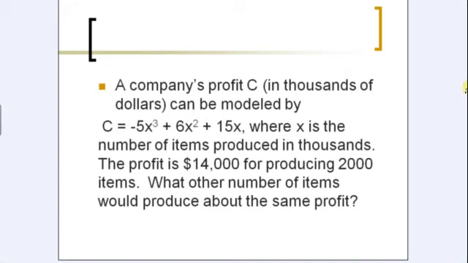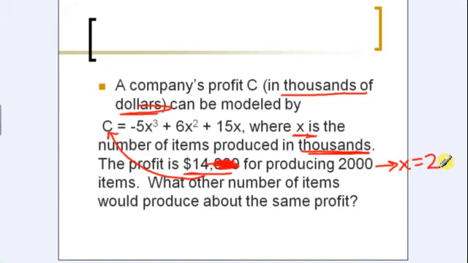Well, as I look at this problem, I want to keep in mind that C is in thousands of dollars, meaning if I plug this in for C into the equation, the thousands is already taken care of. So I'd actually just want to plug in 14 for C. And X is also in thousands. So for X here, for 2,000 items, X would actually just equal 2, representing 2,000. So this means if I plug in 2 for X, it should equal 14.